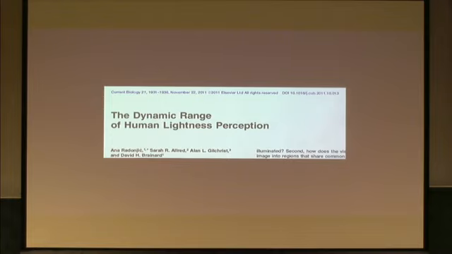Okay? The dynamic range of human light perception is actually quite wide. Our human visual system is excellent in being able to grasp all this very wide dynamic range. So there's something we are doing that the cameras are not doing.